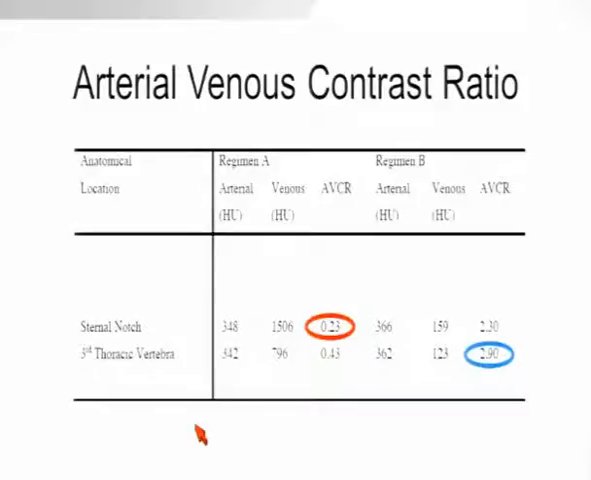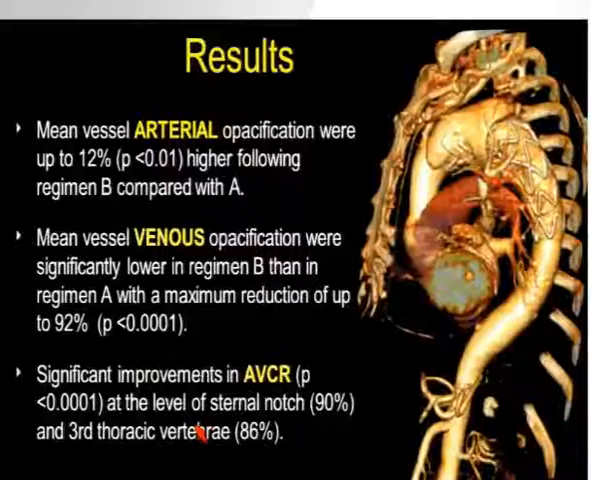Then we took it to the next level. We've got a really bright, opacified artery, and we've got a non-opacified superior vena cava. Then we started to look at the difference of ratios between those two, and we found that it was 2.9 times higher in regimen B in terms of arterial opacification versus the venous opacification.